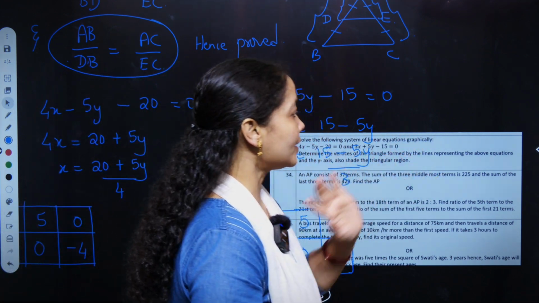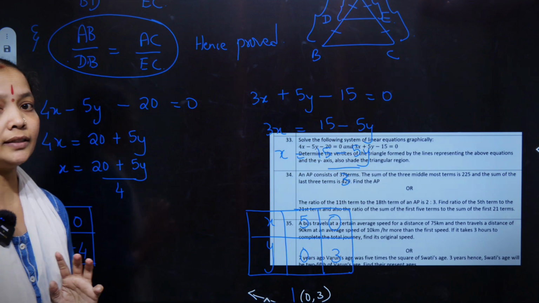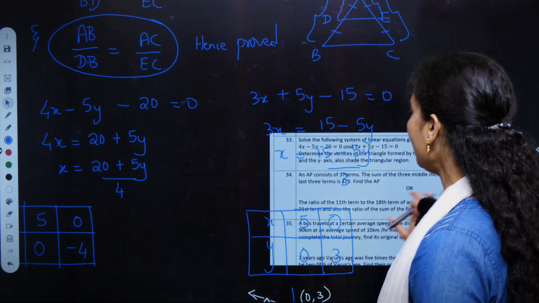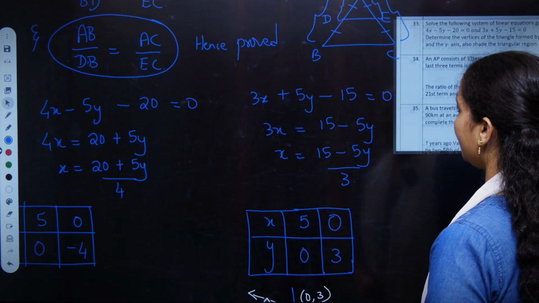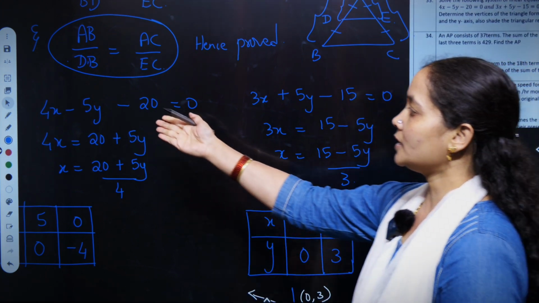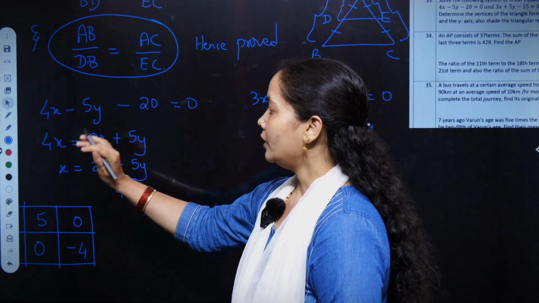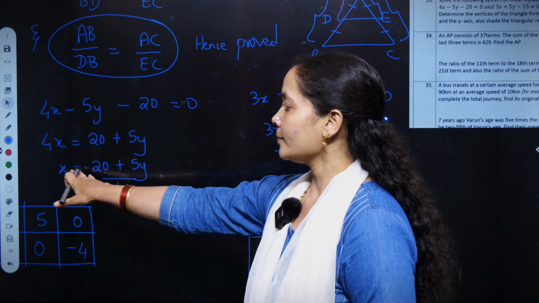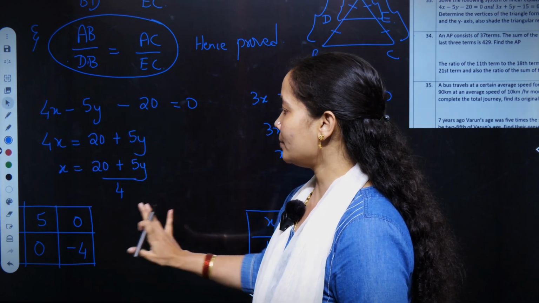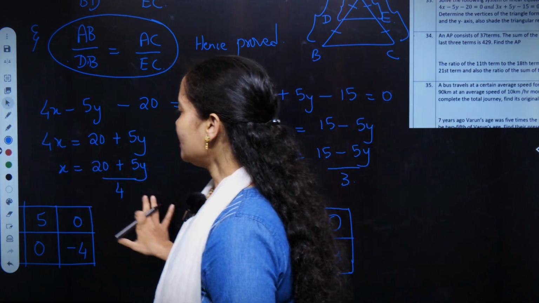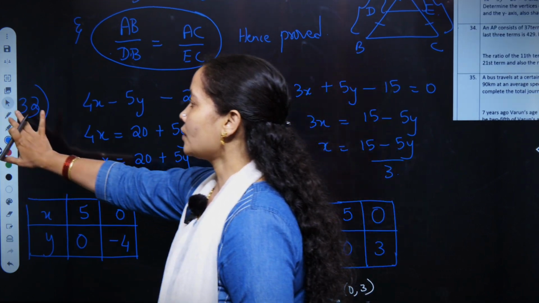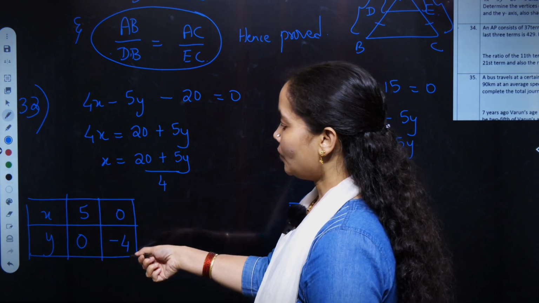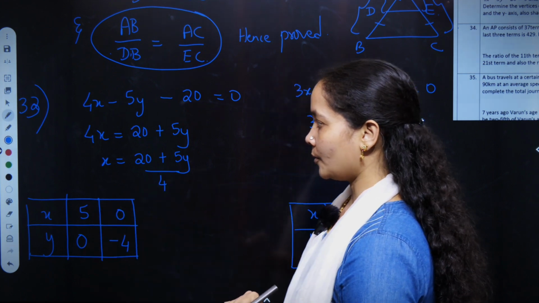I have to solve them graphically, and I have to shade the region where the points are meeting the y-axis. So I have just randomly taken the two equations here, 4x minus 5y minus 20 equal to 0. Once I shift the y and the constant, I get 4x equal to 20 plus 5y. So x will be 20 plus 5y by 4. Once I got this, I am randomly taking certain values of x and y. Once y is 0, I am getting x as 5. When y is negative 4, I am getting x as 0.